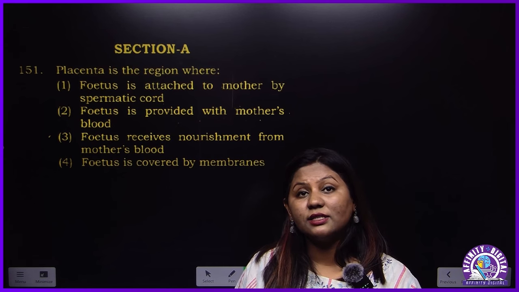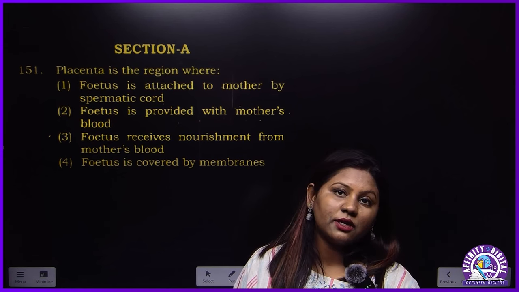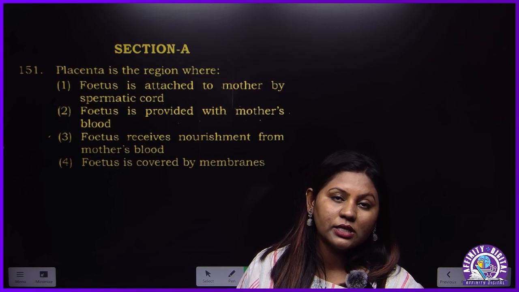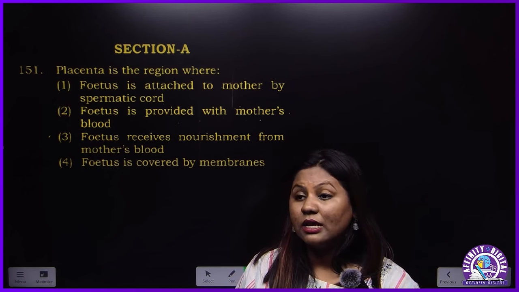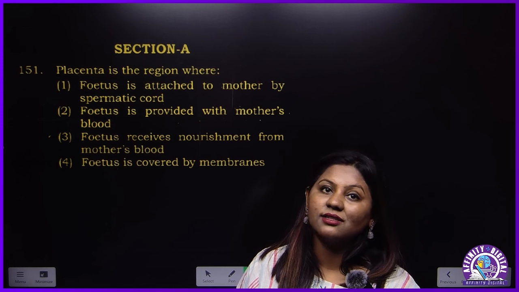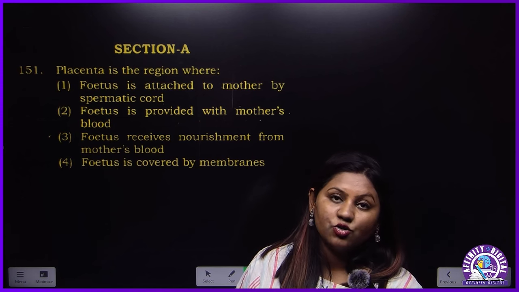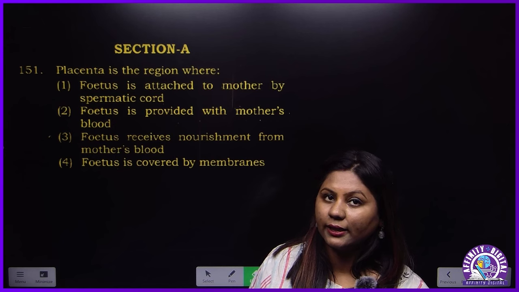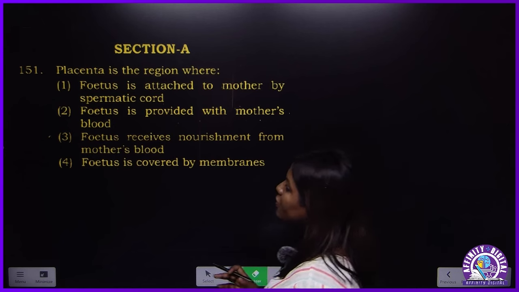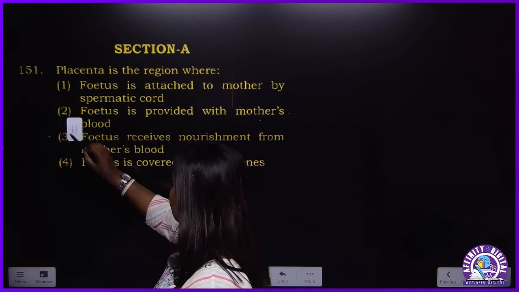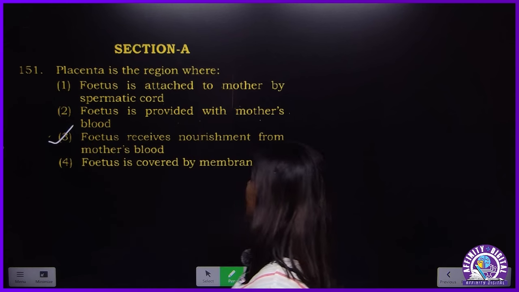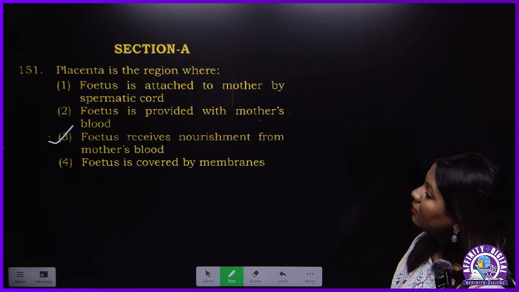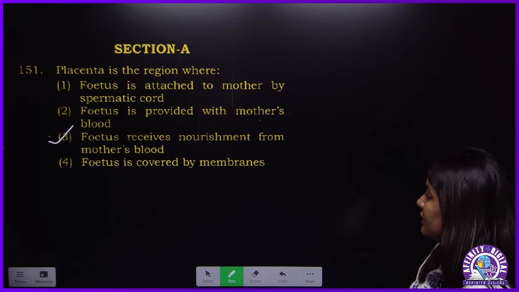Placenta acts as a fetal lung. It helps in providing nourishment to the fetus. It helps in excreting the metabolic waste from the fetus, and also it acts as a temporary endocrine gland जो कि hormone secretion में मदद करेगा. So we will go with the option number 3, that is fetus receives nourishment from the mother's blood through placenta.